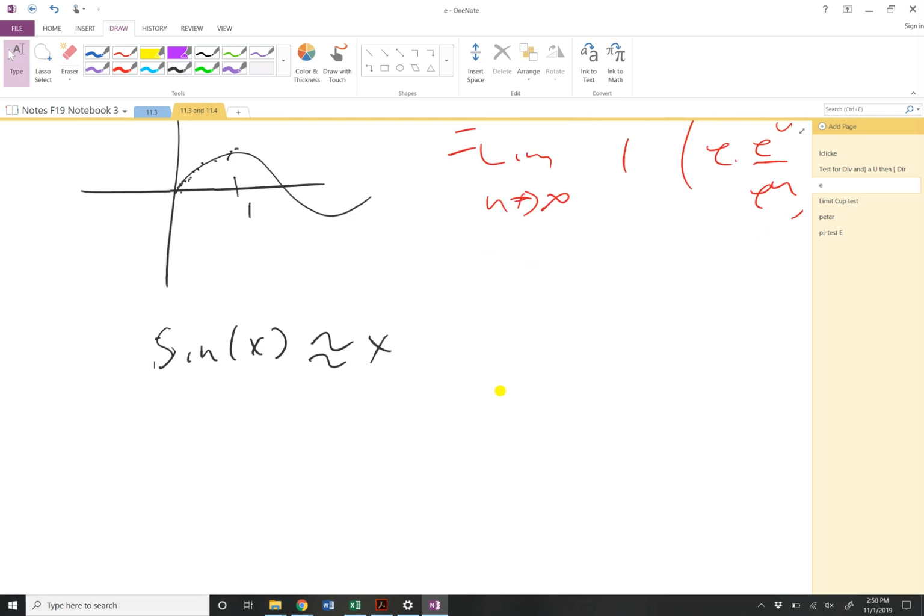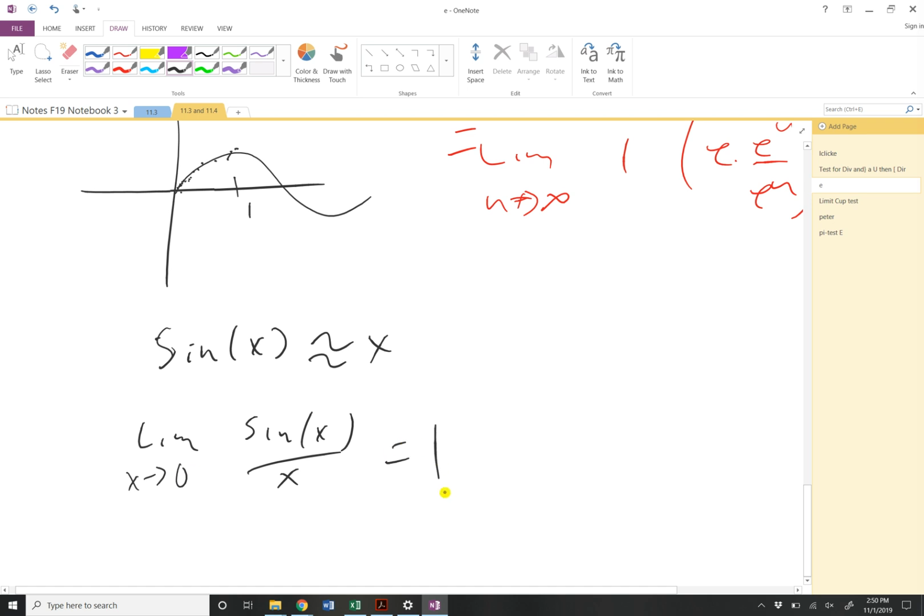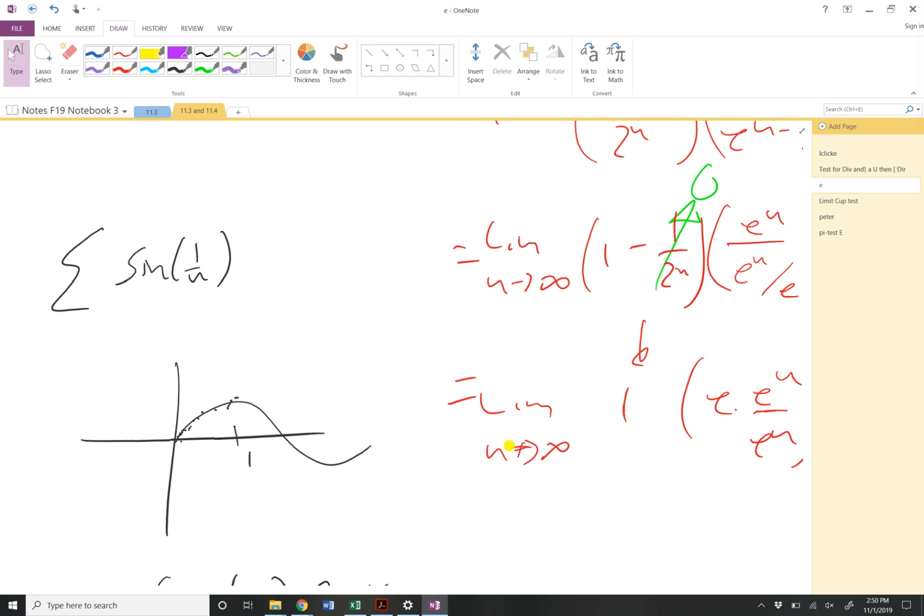I'll tell you that you guys already knew that, but you're like, I didn't know that, Brother Corey. But you guys have done this limit before: the limit as x goes to 0 of sine x over x, and you get 1, right? Well, if you change the x's to 1 over n's, then you can take sine of 1 over n over 1 over n, and you can compare it to 1 over n.